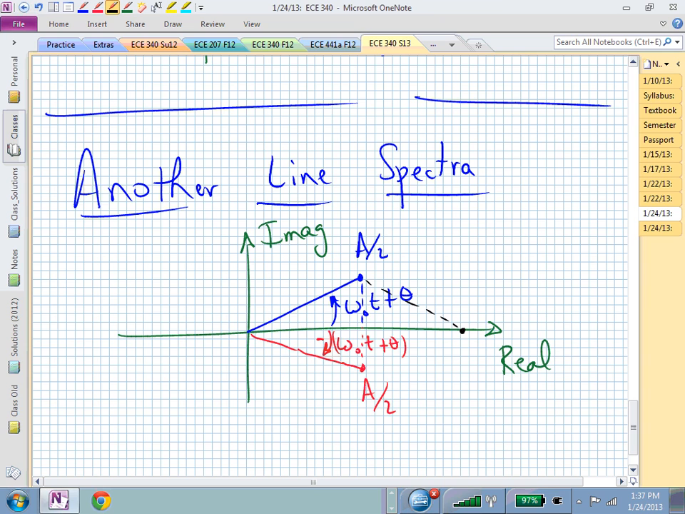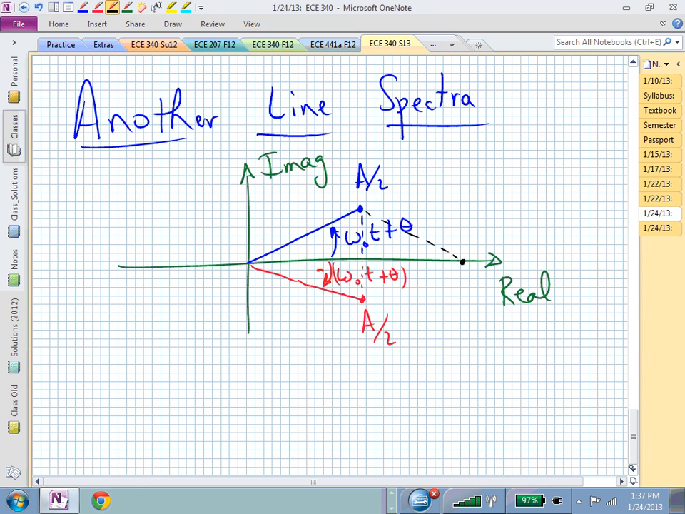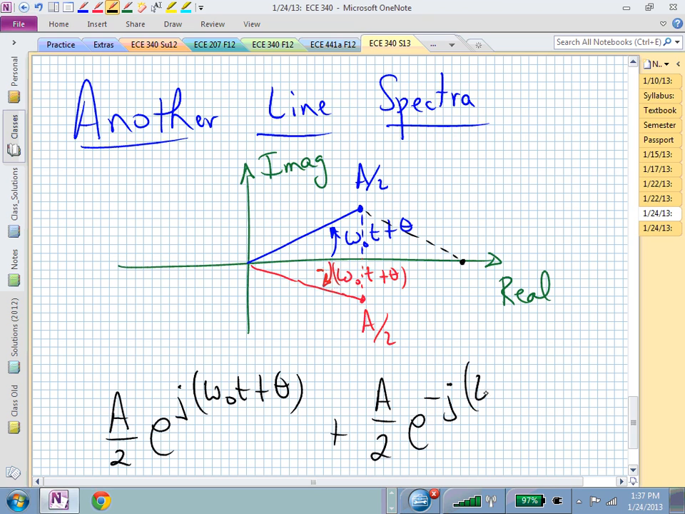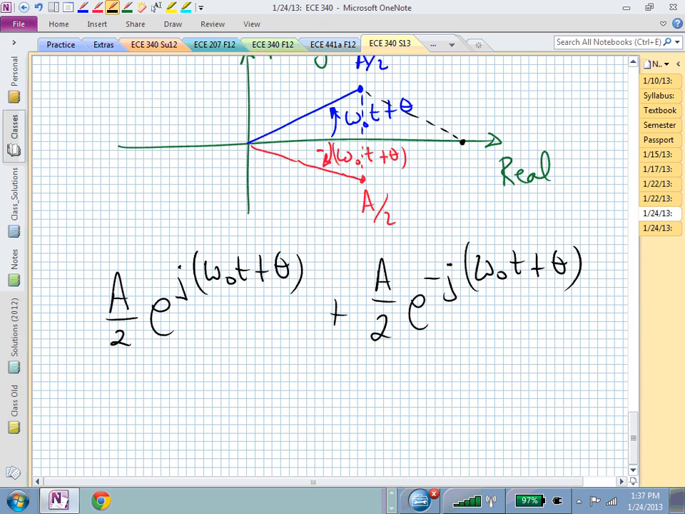So the projection, or what I really am doing, I now have this A over 2 e to the j omega naught t plus theta, plus an A over 2 e to the minus j omega naught t plus theta. And what is that? That's our cosine, isn't it? But you can now sketch that in this frequency domain sketch as a two-sided line spectra.